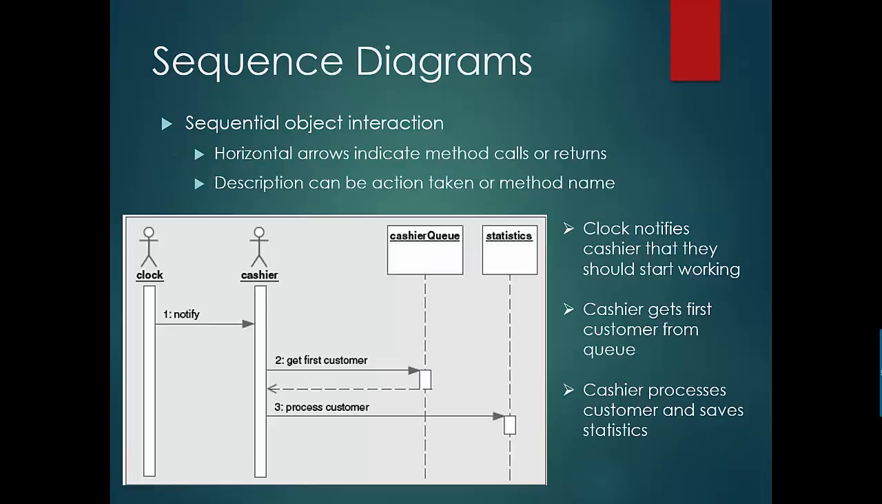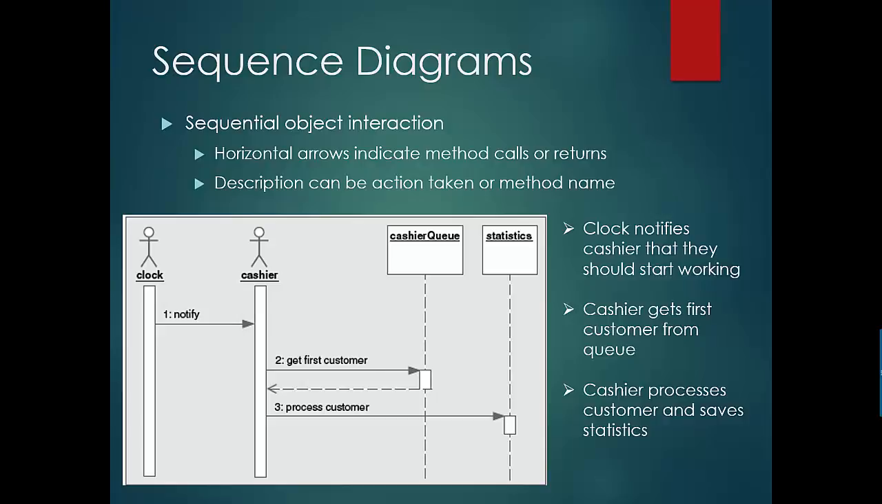Here we see a simple interaction where the cashier gets a customer in their line, and then processes the customer. The clock notifies the cashier that it is time for them to get to work. The cashier then gets the first customer from their line and processes the customer, then saves the timing statistics so that the average processing time can be saved over time.